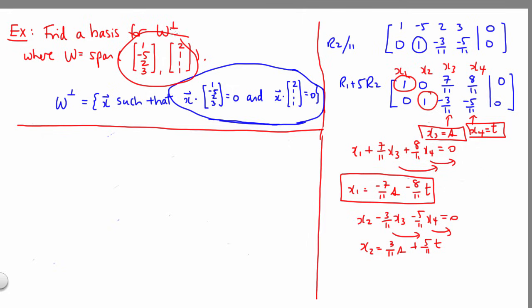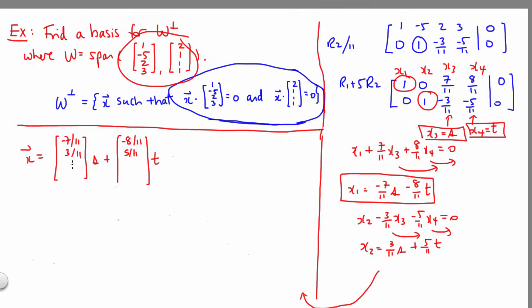So I've just kept the original problem and our setup written up over here, and I've just made a little bit more room so that we can finish up the problem. So let's continue our work over here. Let's express our vectors x in vector form, meaning we'll have a vector times s plus a vector times t. Looking back at x1, we said it was minus 7/11 s minus 8/11 times t. x2 was 3/11 times s plus 5/11 times t. x3 was s and x4 was t.